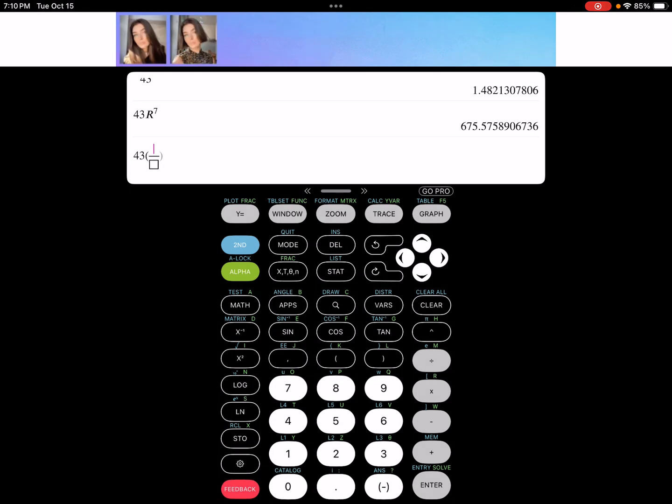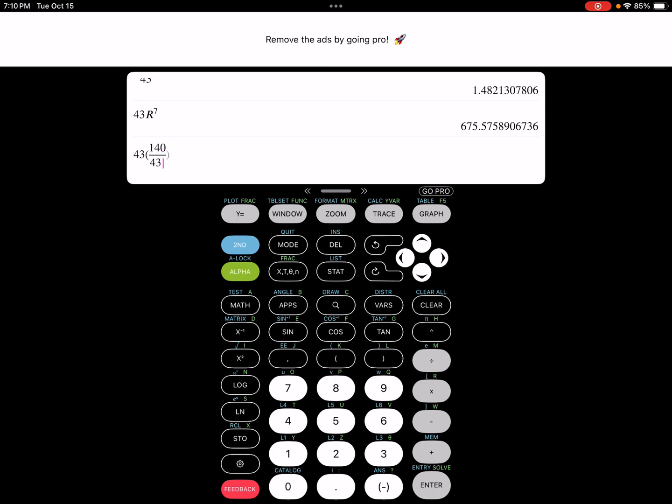Oh, there we go. Sorry, I remember when this app used to be like free and no ads, and it was so great.